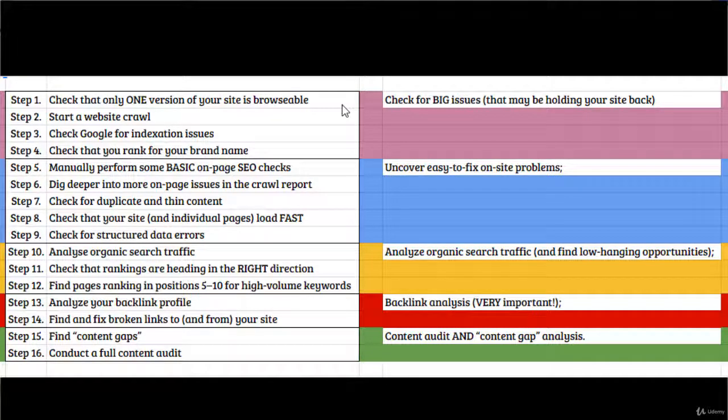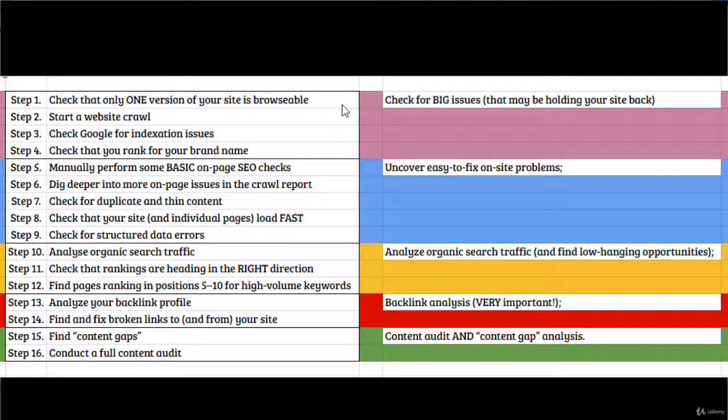Next, you need to check if your website is crawled by Googlebot or not. You can use your Google Search Console and test this. The same follows with step 3. You need to check all the errors related to your Google indexation, so you need to go to your Google Search Console and check that.